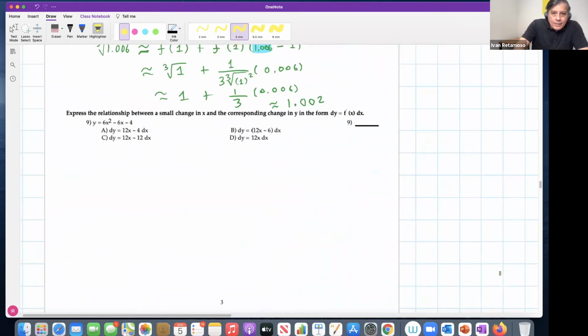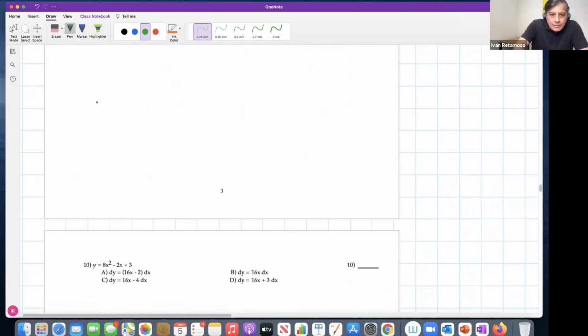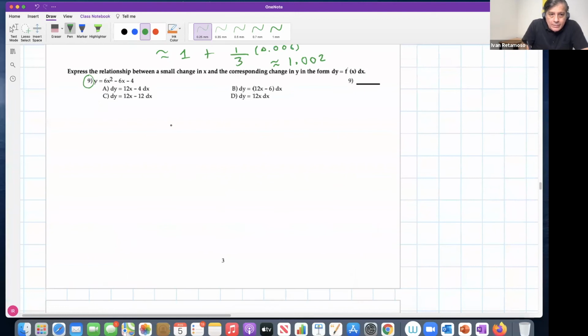Can you try this one? It says find, this is straightforward. There are a lot of them, so probably I should do this and I should do the next. Yeah, y equals 6x squared minus 6x minus 4. They want you to find this equation, differential of y equals f prime of x differential of x, the relationship between the differentials. Not a problem because I can compute the derivative of this quickly.